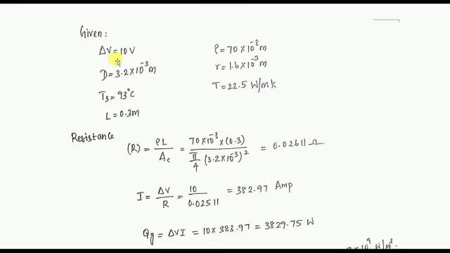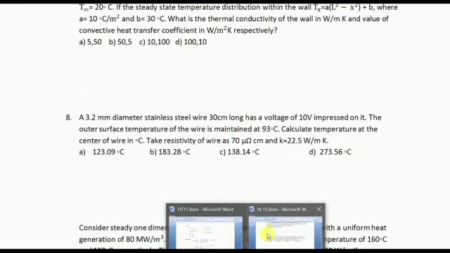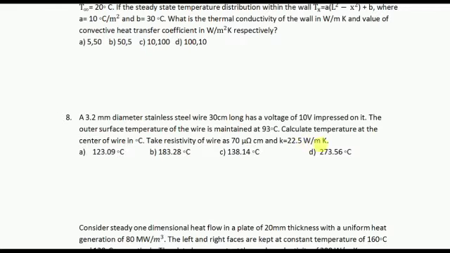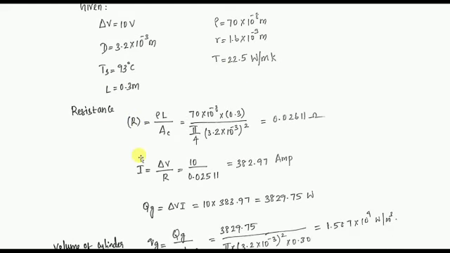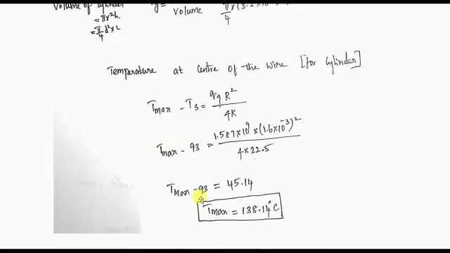Now delta V is 10 volt and D is given, R is given, Ts surface is given, and this term h is 22.5 watt per meter square Kelvin. This is h, not T. And L equals 0.3. Now you are going to calculate the maximum temperature.